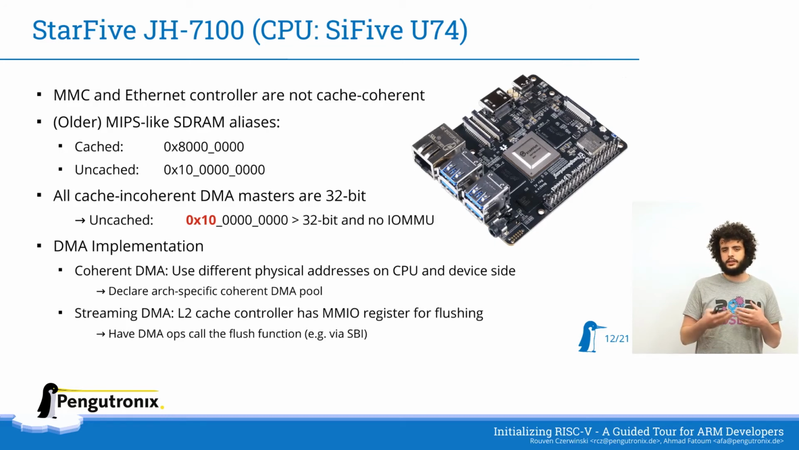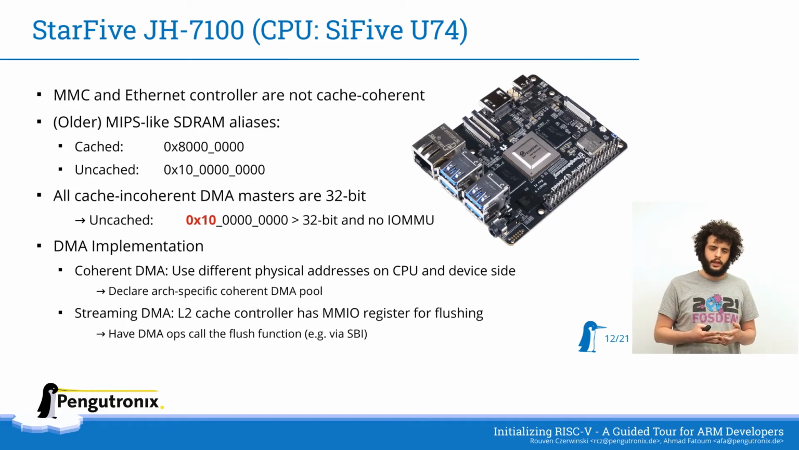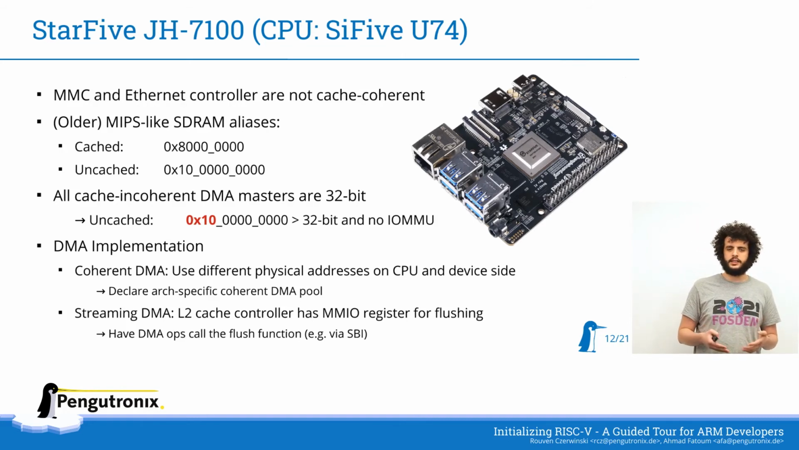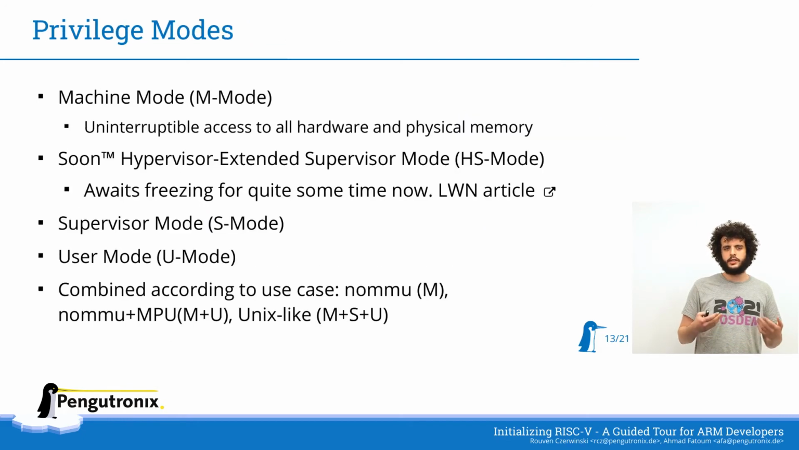So now we have seen these 2 hardwares, and they have very different ways of dealing with this cache incoherency. So you will want to abstract this away somehow. And taking a page out of the x86 playbook, that means moving it to firmware, which brings us to privilege modes. So the normal mode we execute in after power on reset is machine mode. We have uninterruptible access to all hardware and we run directly on physical memory.